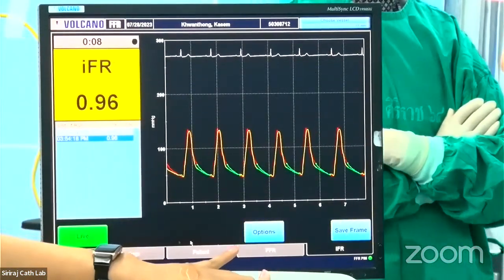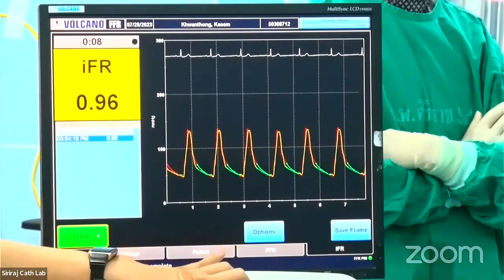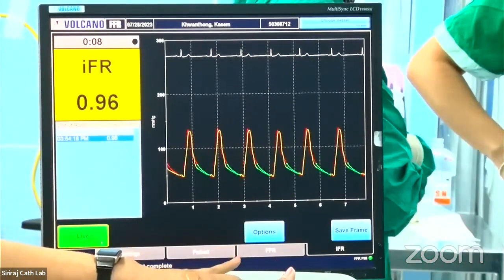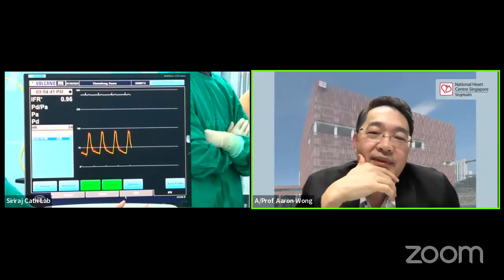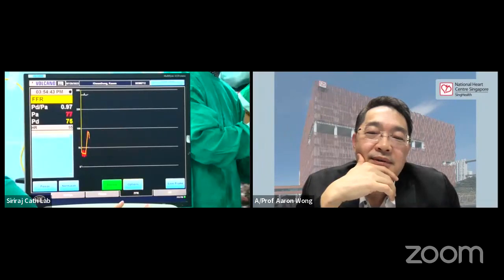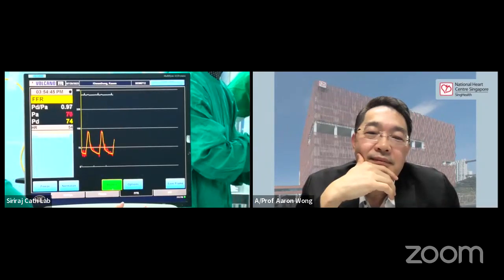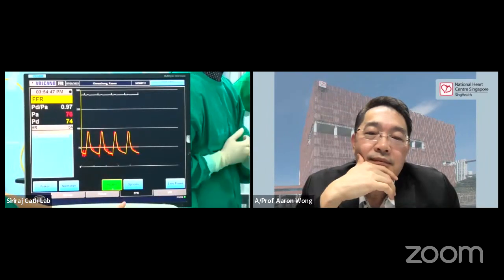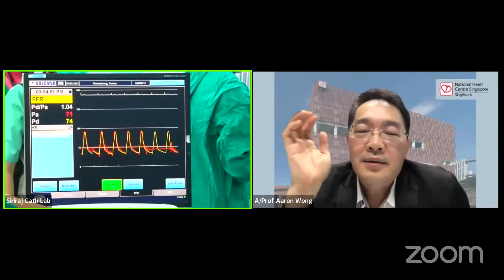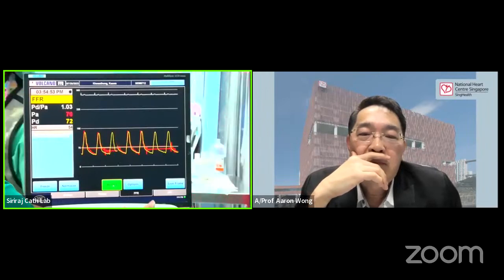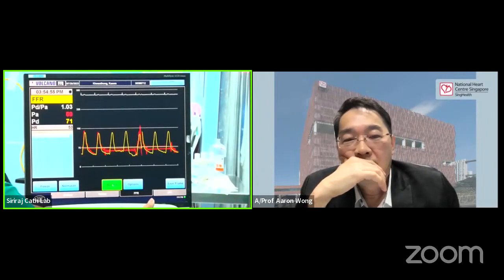Yeah. For me, it's cheaper to just do a gentle kiss than putting an FFR wire in. Yeah, but in this case, it goes to confirm our suspicion. You probably don't have to do anything beyond that. Adenosine. Yeah. So we give some adenosine to confirm both FFR and iFR.